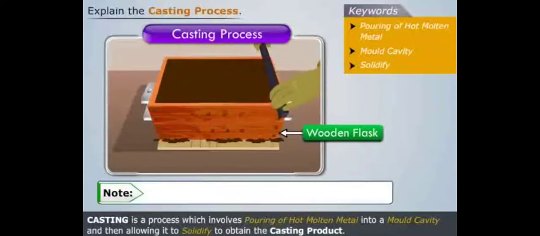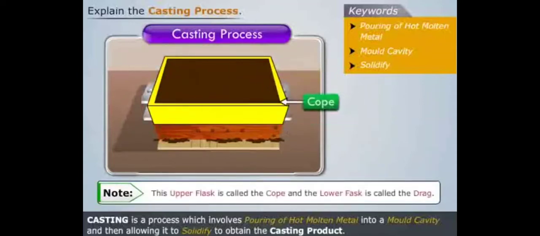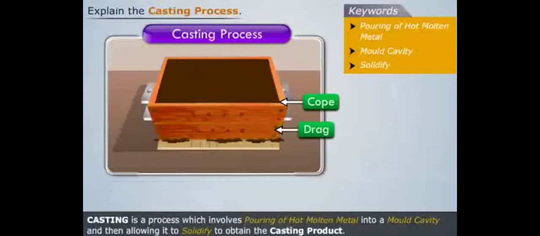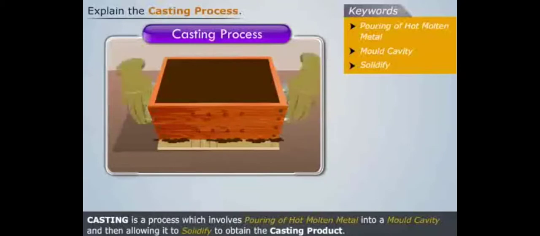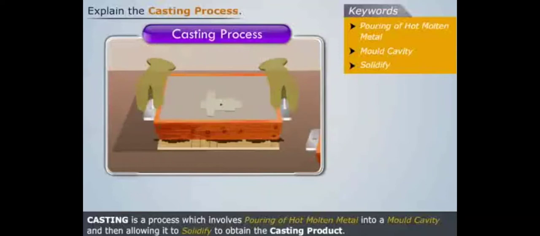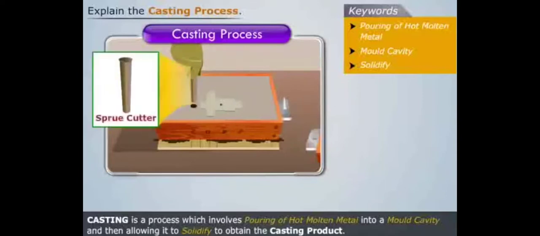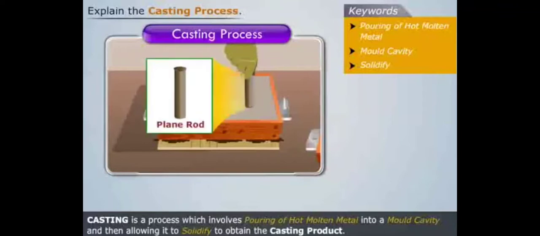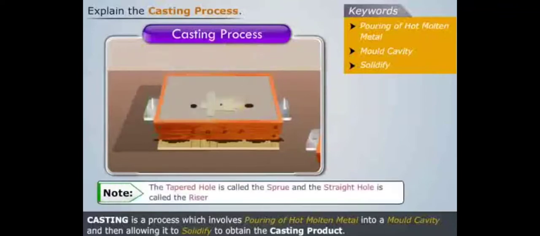Note that now this upper flask is called the cope and the lower flask is called the drag. Now place the cope and drag aside. Then lift the cope and place it upside down. Now in this cope, make a tapered hole with the sprue cutter and a straight hole with the plain cylindrical rod. Note that the tapered hole is called the sprue and the straight hole is called the riser.